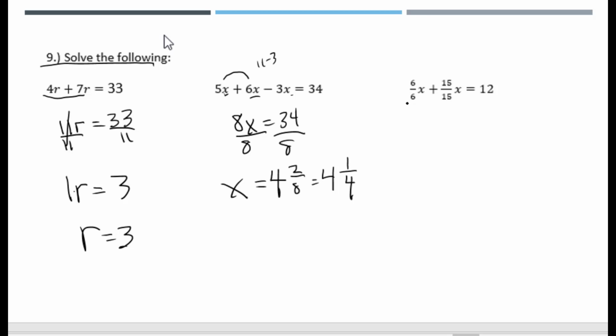What is this? 6 over 6 is 1. This is 2x. 1x plus 1x is 2x equals 12. Divide by 2. X equals 6.